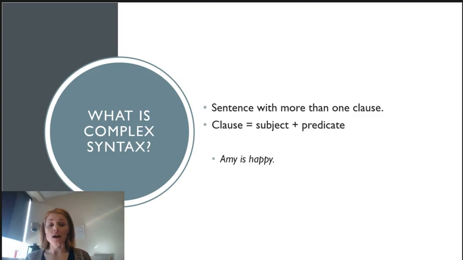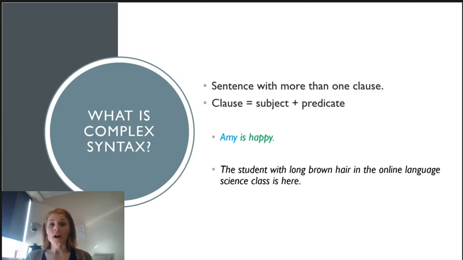So an example of a clause would be, Amy is happy. We have our subject, Amy, and we have our predicate, is happy, which contains the verb is and says something about the subject, that she's happy. Subjects can also be longer than that. In the sentence, the student with long brown hair in the online language science class is here, that whole first part would be our subject, and then the predicate would be is here.